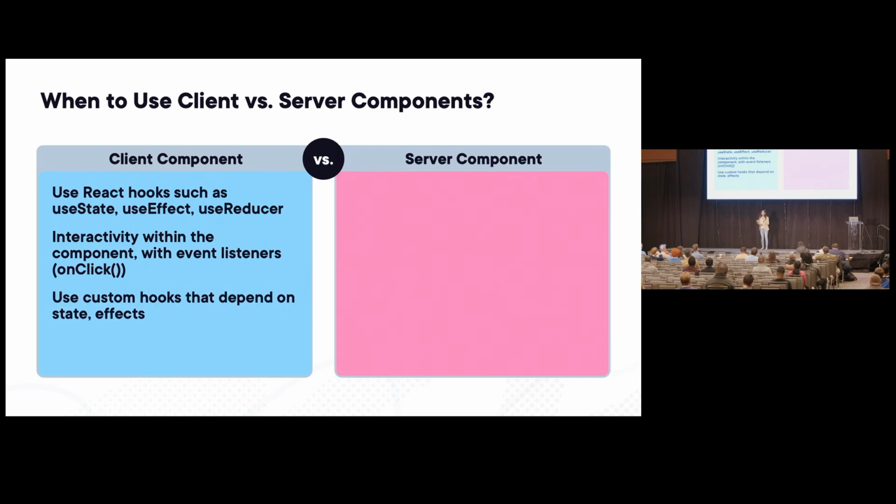And if you have custom hooks that you create that depend on state and effects, that would also be a client component. Now, server components do well for fetching data and mutating data. So if you have a situation like we talked about here, where we have a shop and we're fetching some menu items, a server component would be an ideal candidate.